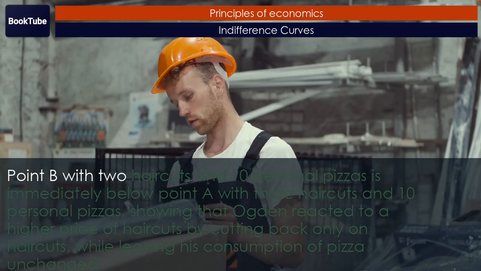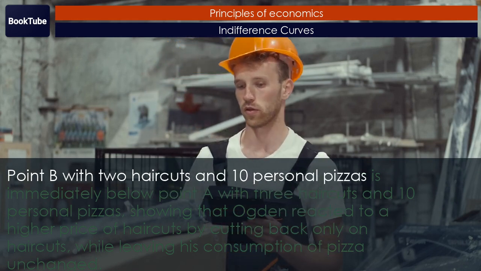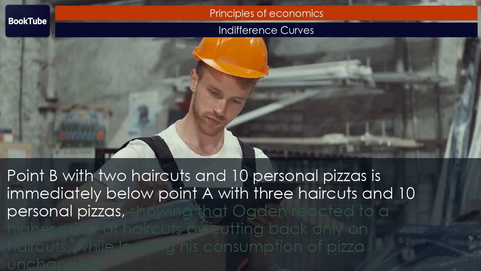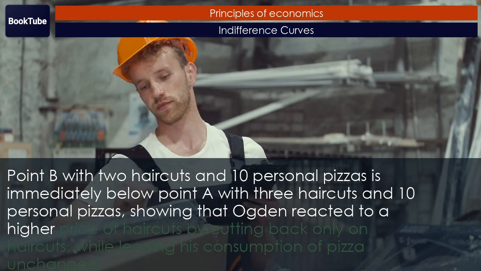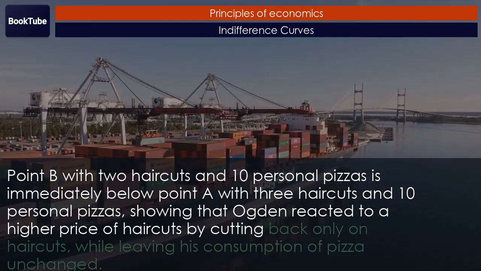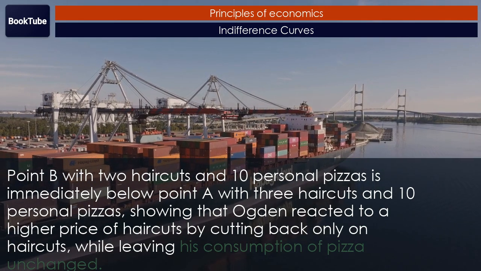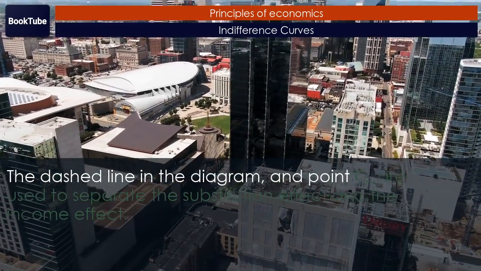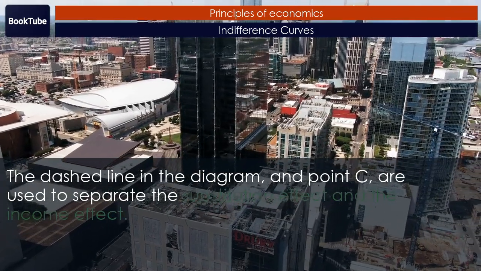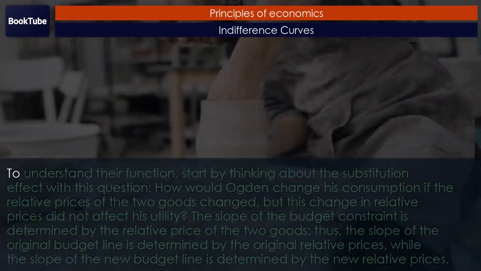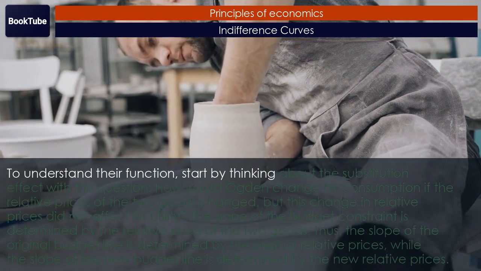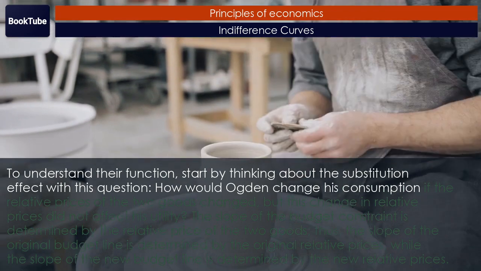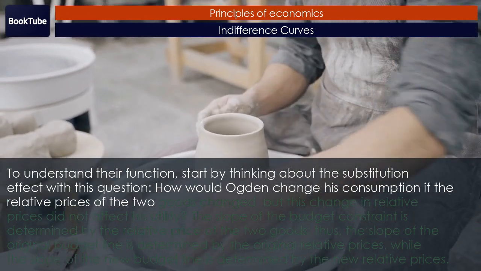Point B with 2 haircuts and 10 personal pizzas is immediately below point A with 3 haircuts and 10 personal pizzas, showing that Ogden reacted to a higher price of haircuts by cutting back only on haircuts, while leaving his consumption of pizza unchanged. The dashed line in the diagram and point C are used to separate the substitution effect and the income effect. To understand their function, start by thinking about the substitution effect with this question: how would Ogden change his consumption if the relative prices of the two goods changed?